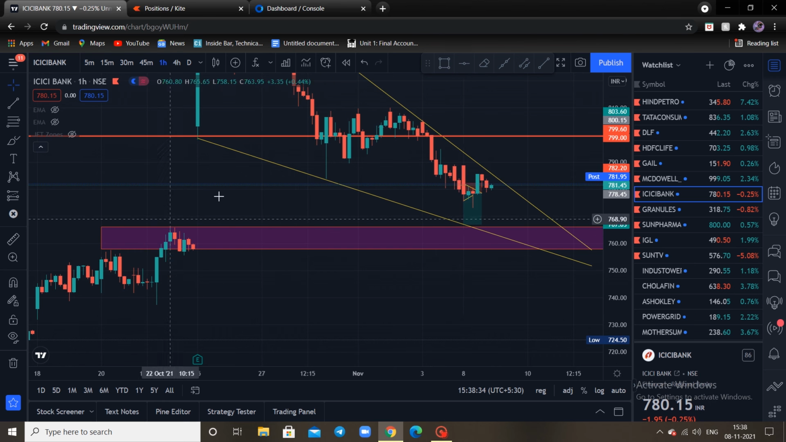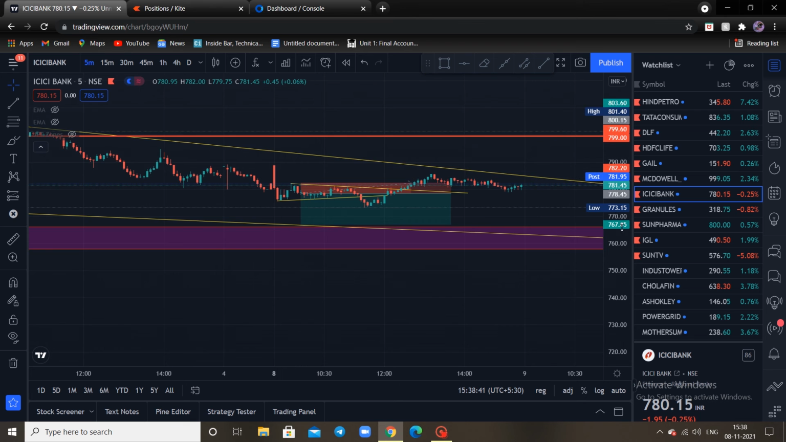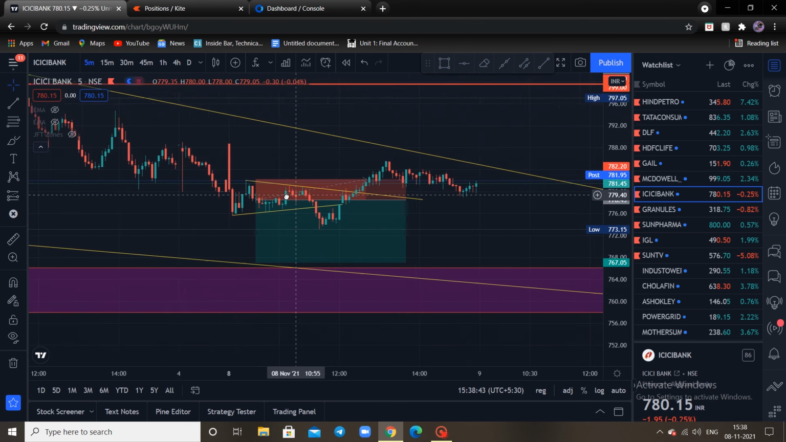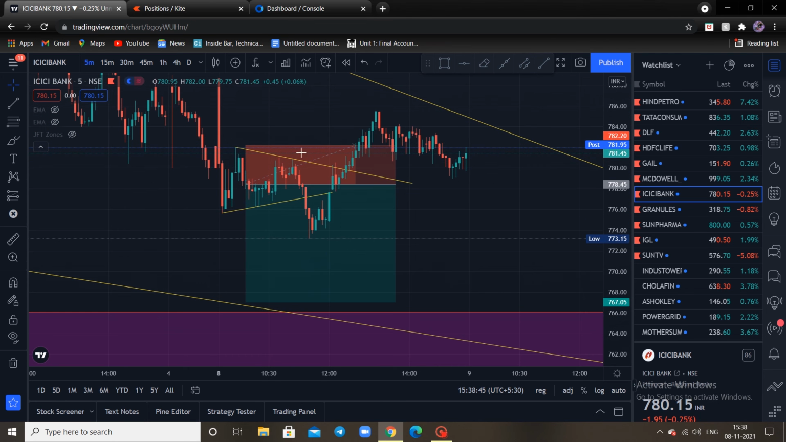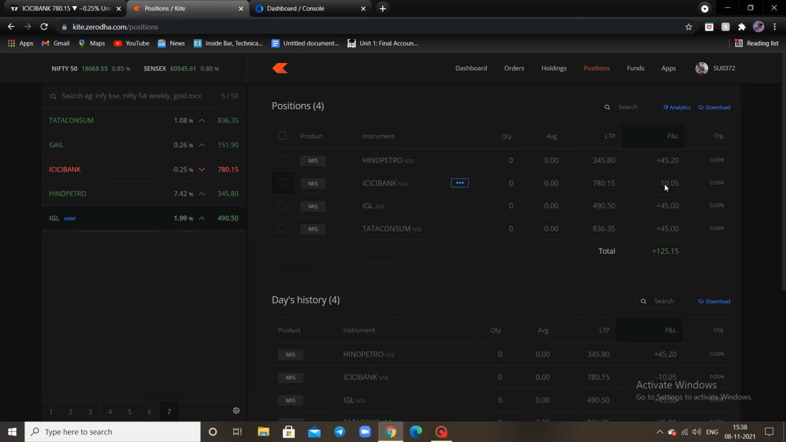Also there is a gap in ICICI Bank, so I expected it to fill, but unfortunately it didn't happen. So it hit my stop loss and I booked a loss of 10 rupees in ICICI Bank.